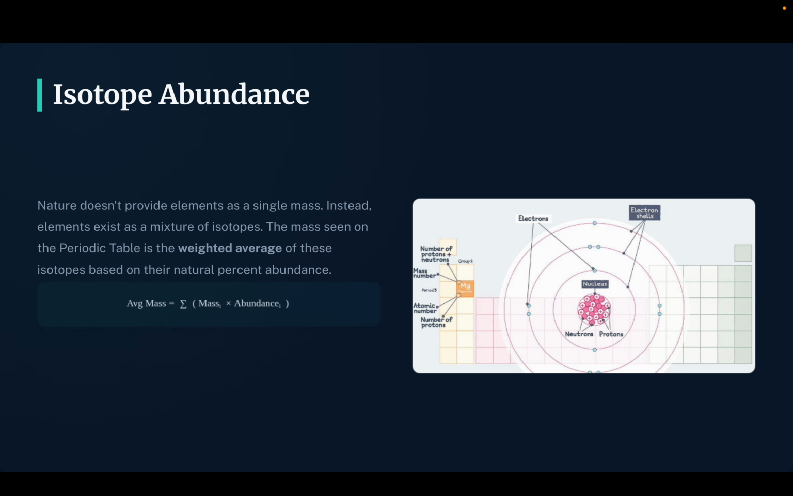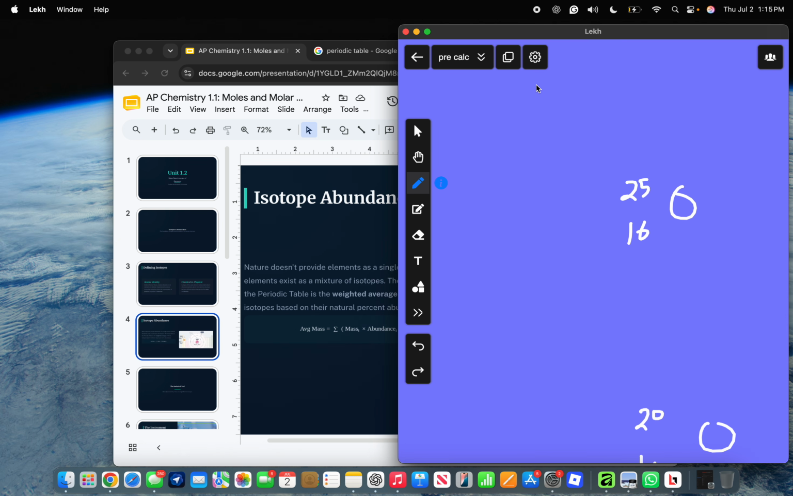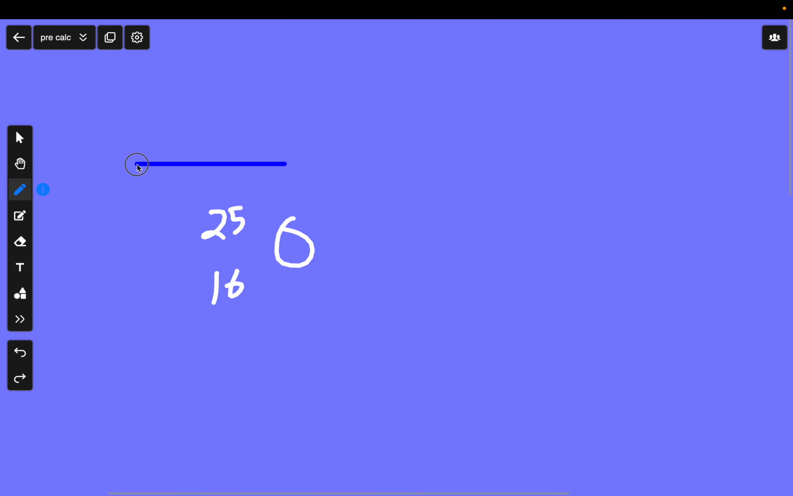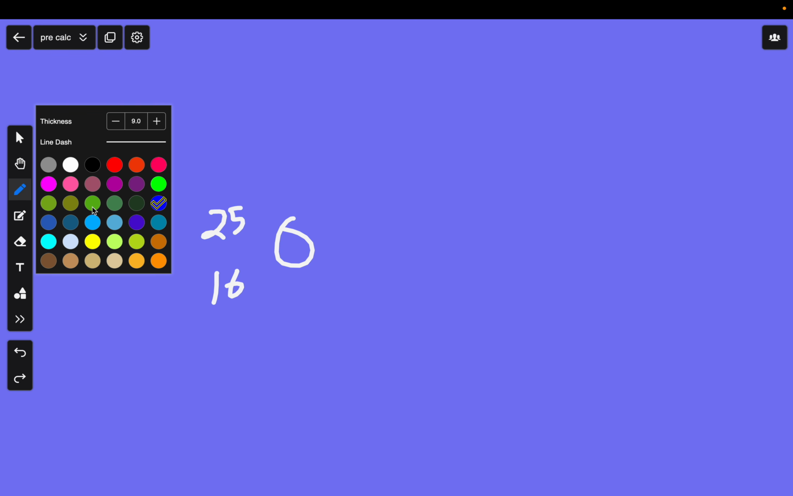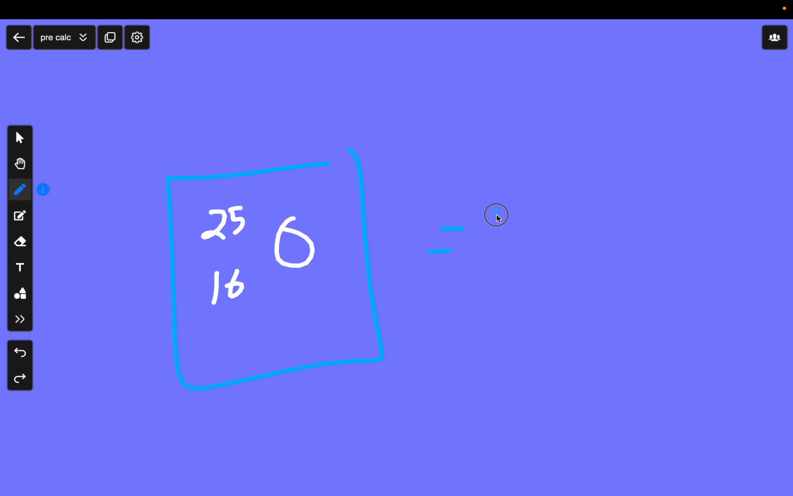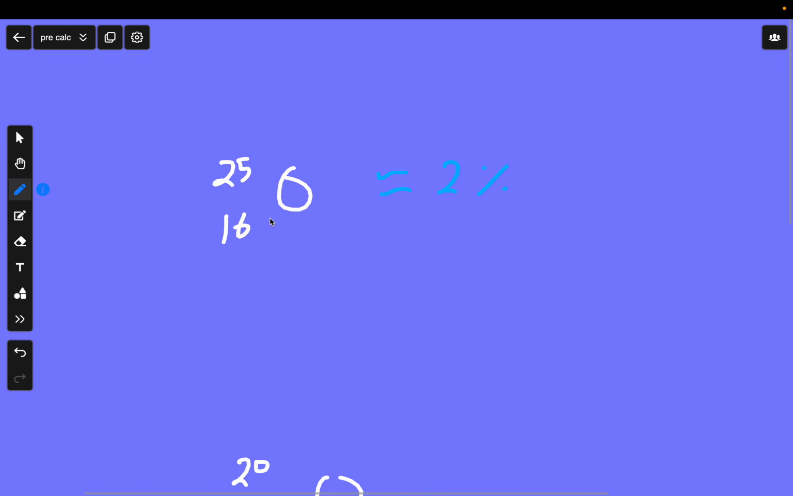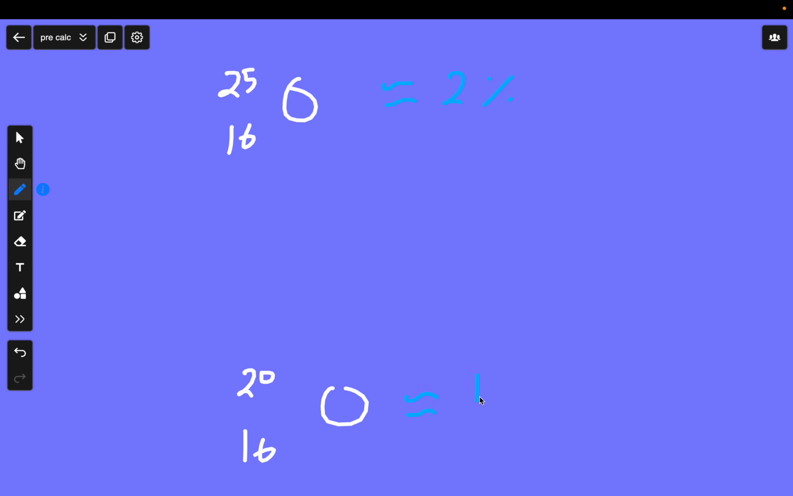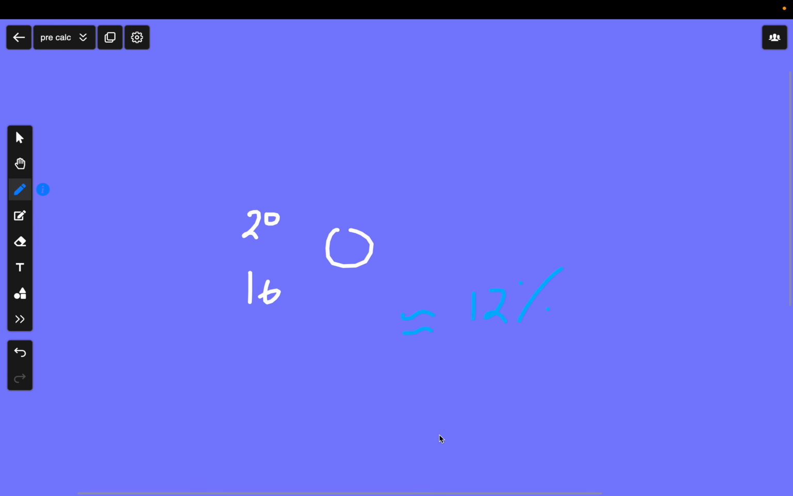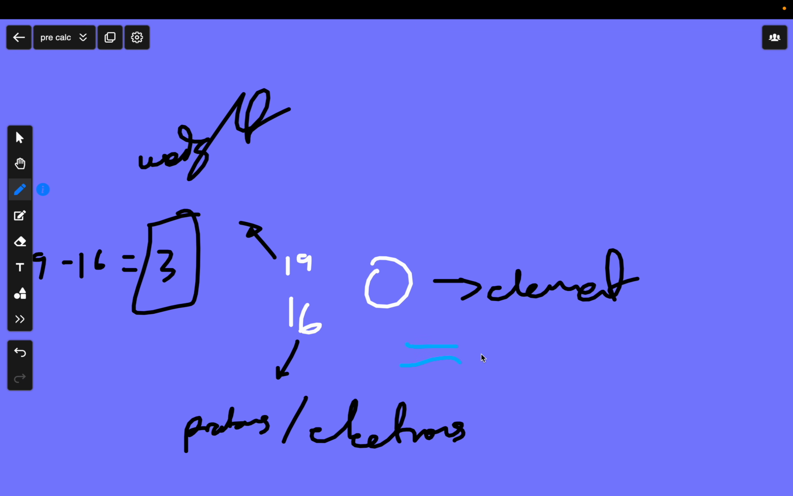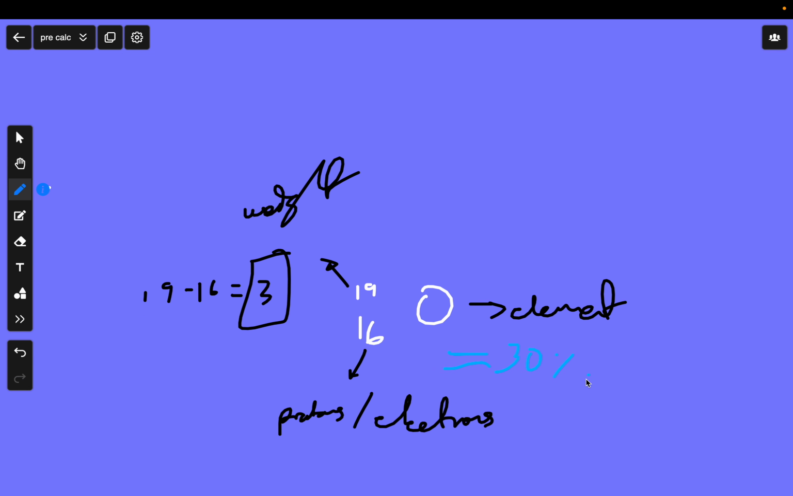Isotope abundance. Basically, in nature nothing exists as just one thing. So in nature, this is not 100% of oxygens. This one will exist in nature, but maybe at like 2%. 2% of all oxygens are like this. Like 12% of all oxygens are like this. I'm just making up numbers here. Like 30% of all oxygens are like this. So it will exist, but in a spread, in a distribution.